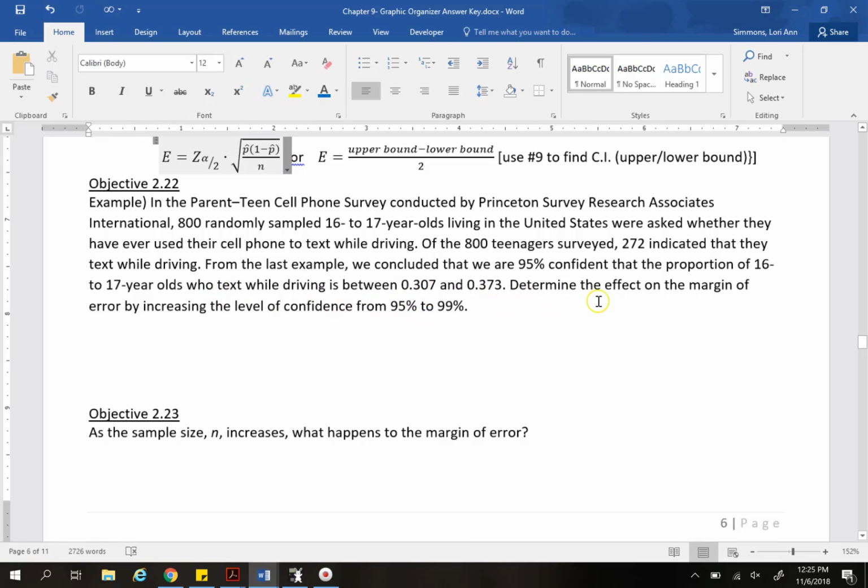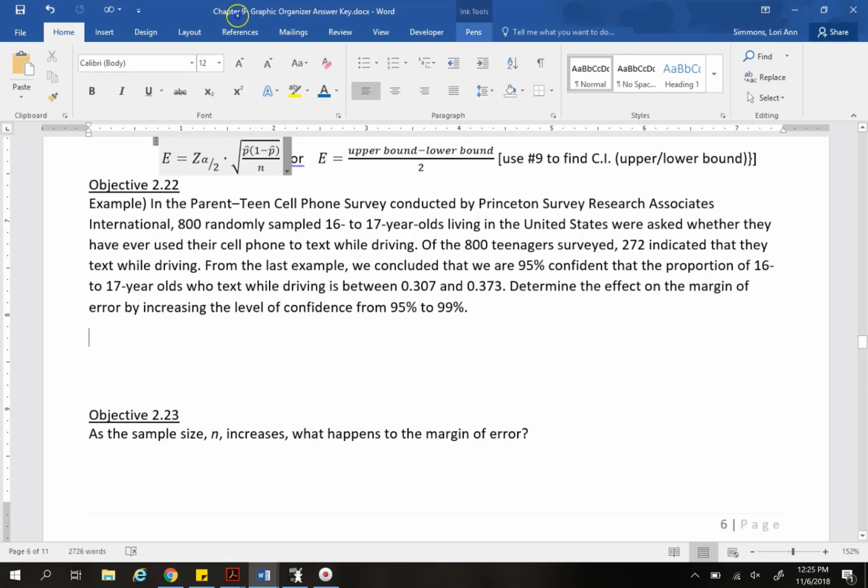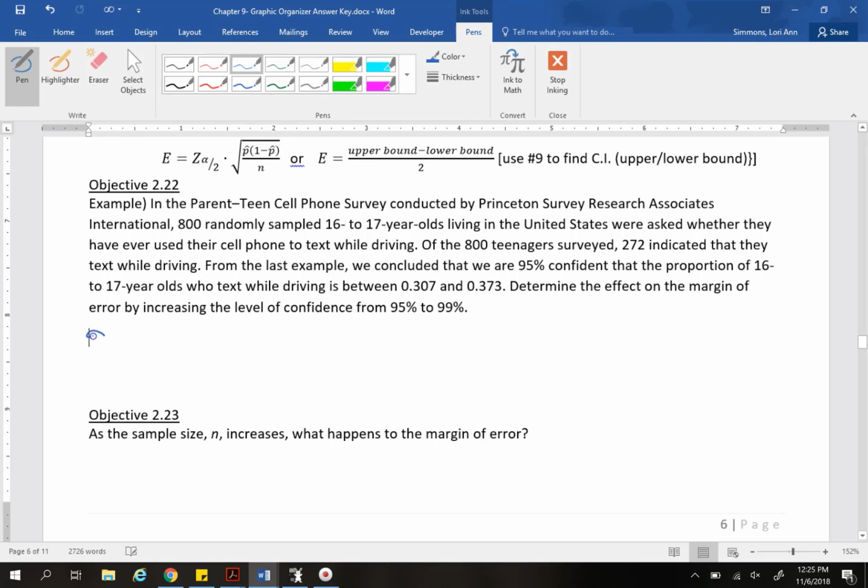I'd like you to find the margin of error for 95 and 99%. For 95, that's going to be easy because we already found the lower and upper bounds. Upper bound was 0.373 minus the 0.307. Divide that whole thing by 2. 0.033 is your margin of error.